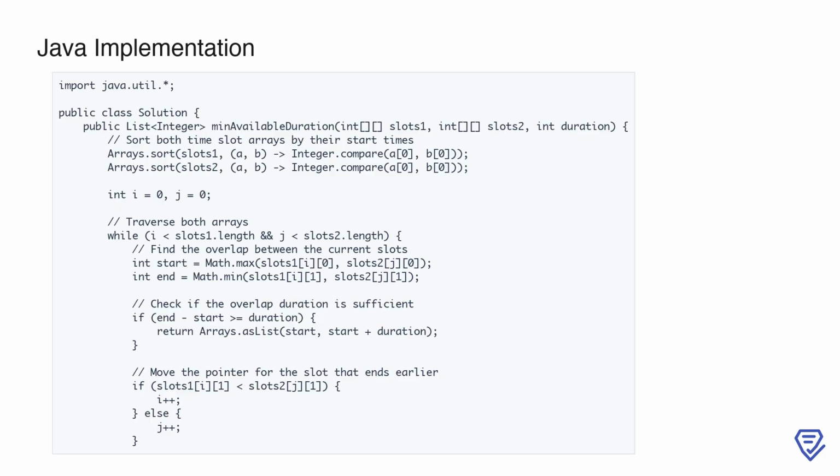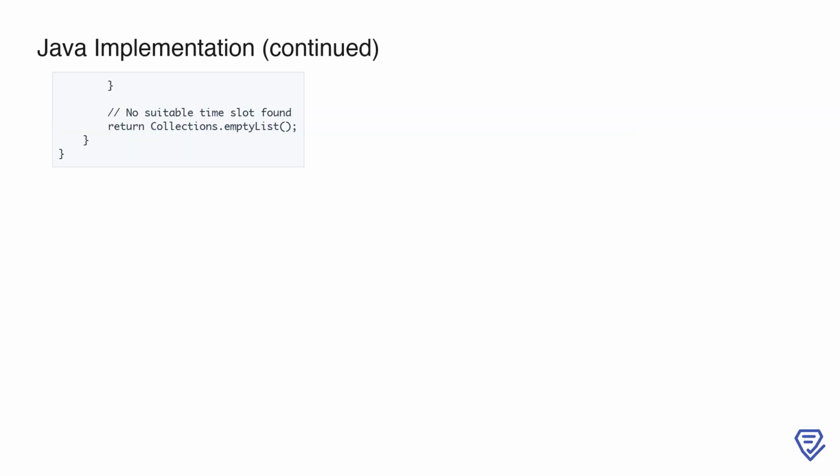Inside the loop, we calculate the overlap between the current time slots by determining the maximum of the two start times and the minimum of the two end times. This overlap represents the common time span available between the two slots. If the overlap is at least as long as the required duration, we return the start time of the overlap along with the end time, which is simply the start time plus the duration. If not, we move the pointer of the slot that ends earlier since it cannot contribute to further overlaps. If no suitable time slot is found during the traversal, the method reaches this point where it returns an empty list, indicating that no overlap of sufficient duration exists between the two sets of time slots.